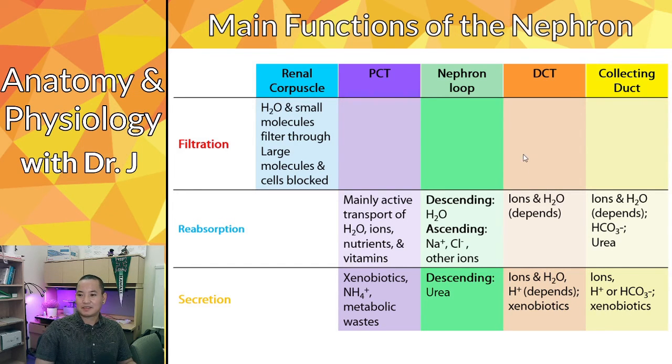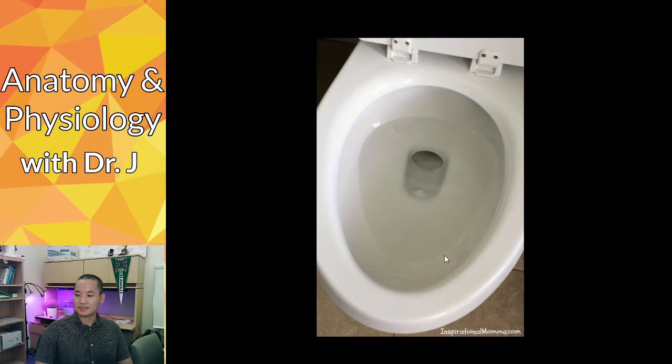So what we have here is, again, the PCT has all these ions and things that can be transported because it's the most active site of trading stuff between your interstitial fluid, your blood, and your renal tubules. The nephron loop is mostly about reabsorbing water and ions. The DCT and collecting duct are more about these final touches that adjust the concentration of the final urine.